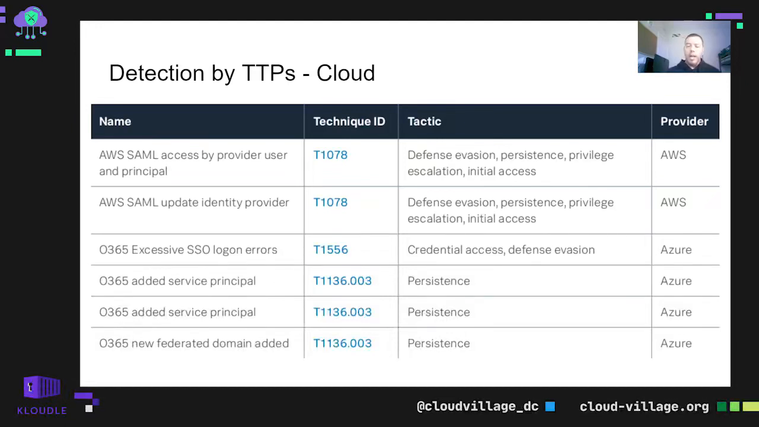You have things such as excessive single sign-on logon errors, service principal in O365, that's also an event in itself that needs to be monitored, or the addition of a service principal, that's also an event that needs to be considered an event to be monitored by itself. And of course, O365 new federated domain. Remember when I told you about pivoting from cloud to cloud? I was able to do that by basically adding a new federated domain. So these are the type of detections that will give you a way to address federated credential abuse.